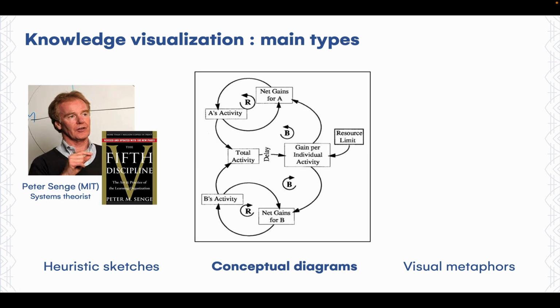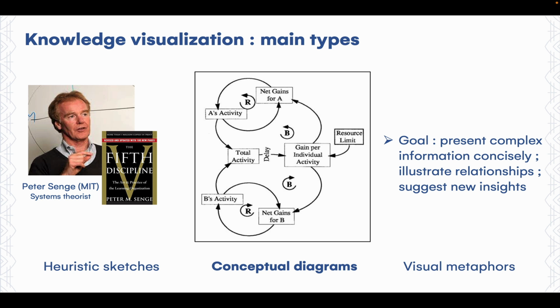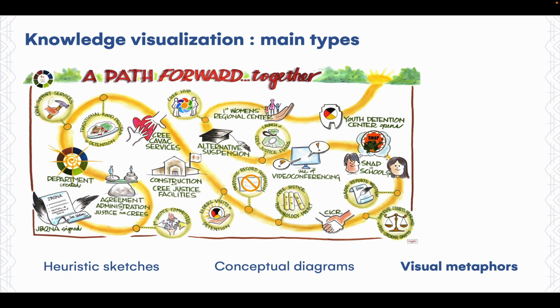This could be like a systems map that shows how different elements in a conversation or in a discussion relate to each other and can present complex relationships in a very concise way. And because it synthesizes this complex information in the form of an image, you might be able to see new insights. And in our module on systems mapping, we're going to see how creating a map, a visual representation of a system, can help us identify where to act on the system and how we can create leverage on the system. So we have heuristic sketches, conceptual diagrams, and visual metaphors, like this metaphor of a pathway.